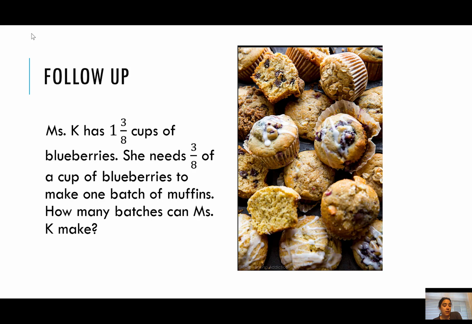Here is the follow-up problem. Miss K has 1 3/8 cups of blueberries. She needs 3/8 of a cup of blueberries to make 1 batch of muffins. How many batches can Miss K make? I want you to think about the way I solved the video game problem using a model and also using the reciprocal method or the algorithm, and see what you can do with this problem. Now would be a great time to pause it and try and solve it.